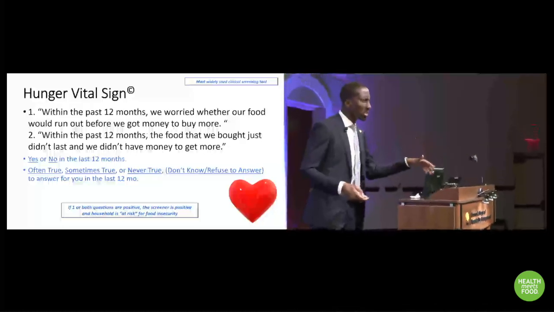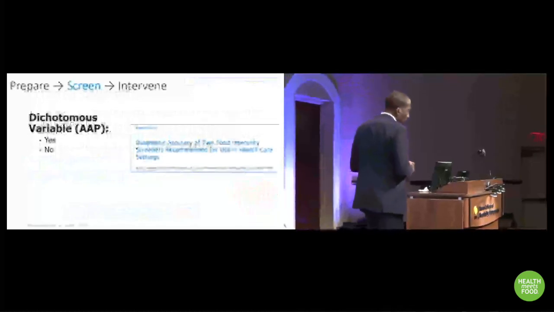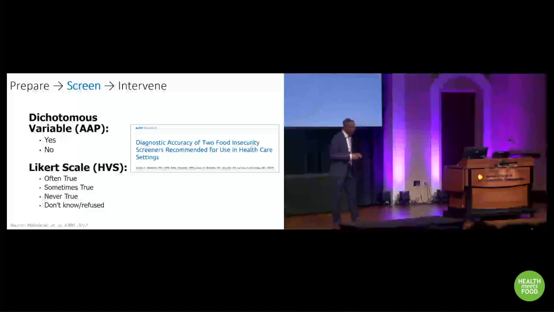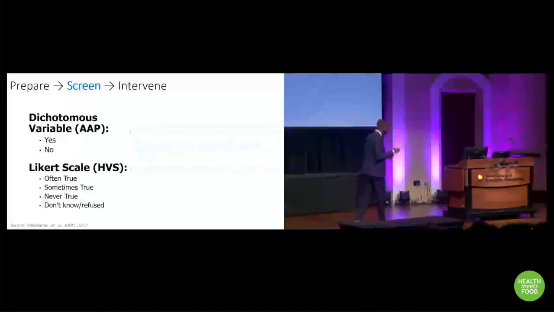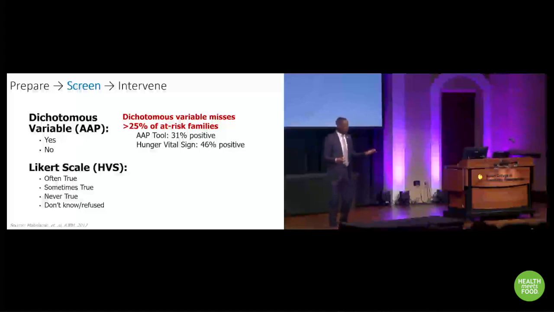You see yes or no versus this. Is one better than the other? Does it matter? Let's look at a wonderful study by McClarsky et al. comparing the dichotomous yes or no variable versus this 4-point Likert scale. Which one is better? That's the question we're going to ask today. What we noticed in this study was really interesting: more than 25% of families experiencing food insecurity were missed by using the 2-question yes or no response versus the Likert scale.